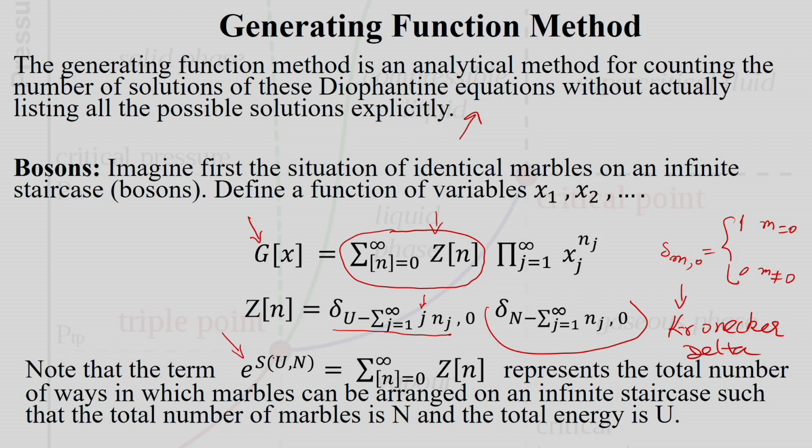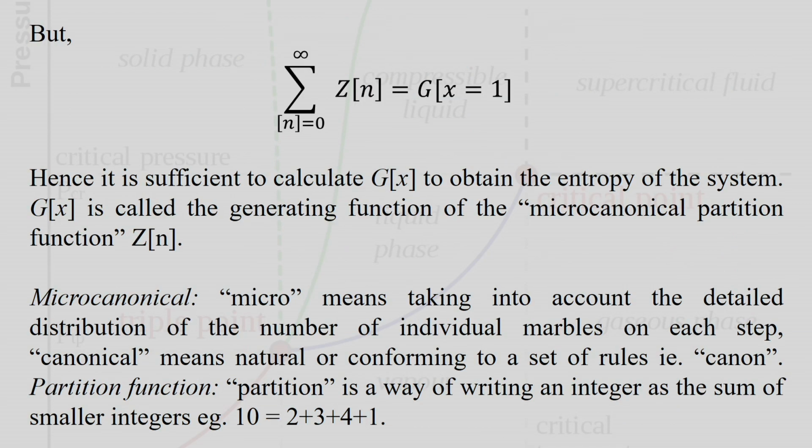So, that is exactly what I was talking about: if you set all these x's that are here to 1, then I get back the answer that I am looking for, that means the answer that I have circled here in red. So, this z of n is sometimes called the microcanonical partition function. So, what does that mean? Micro means taking into account the detailed distribution of the number of individual marbles, for example, in the example that I gave you. So, the individual marbles on each step, and that would correspond to the micro adjective there.